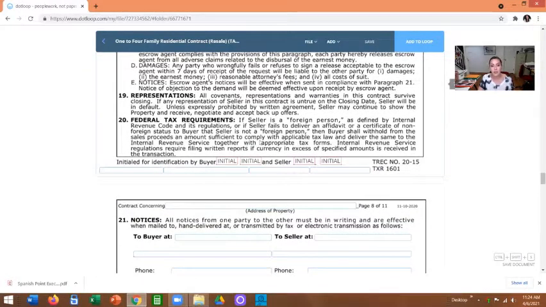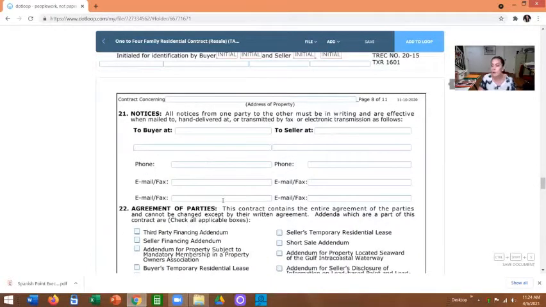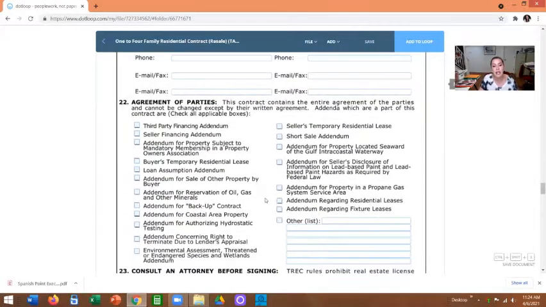If the seller's a foreign national, the title company will pull a certain amount of money from their proceeds for the IRS, so that when they file their tax returns, the IRS will settle that issue with them. IRS always gets their money. Notifications to sellers and buyers are made here in these sections. Any other items that are attached to this contract will be listed here.